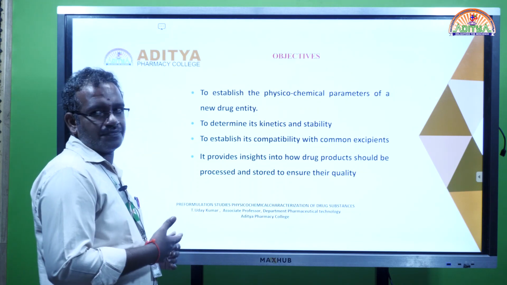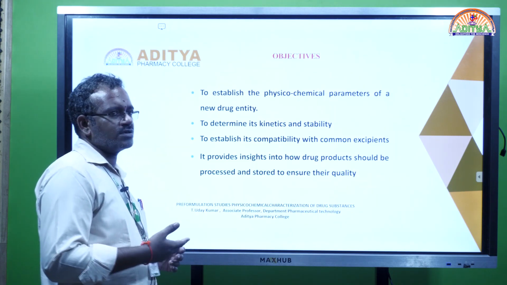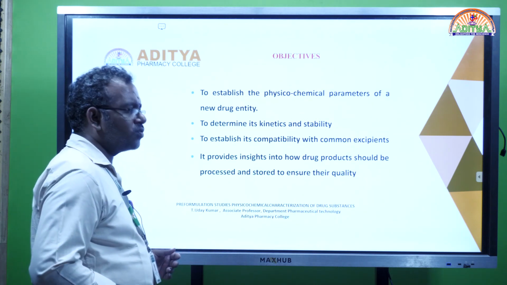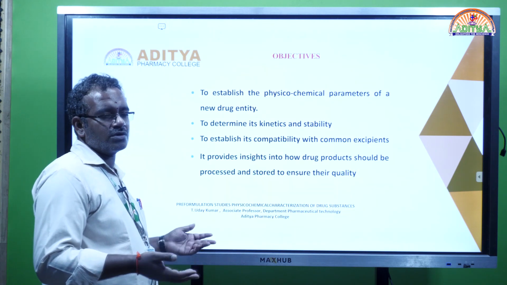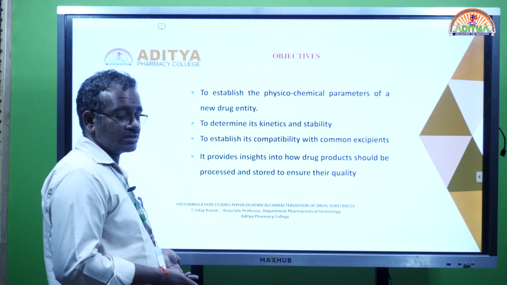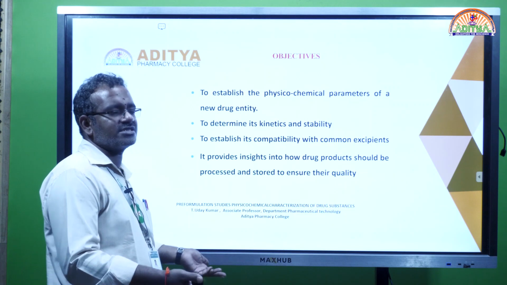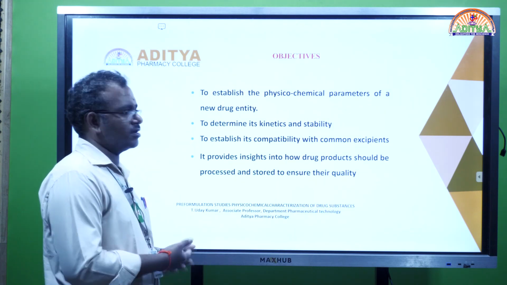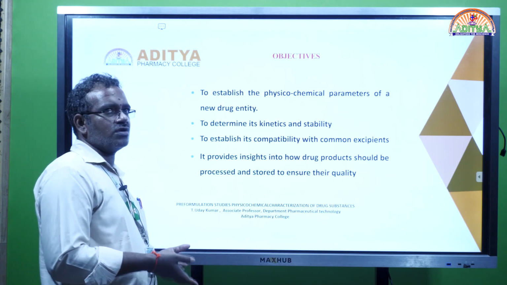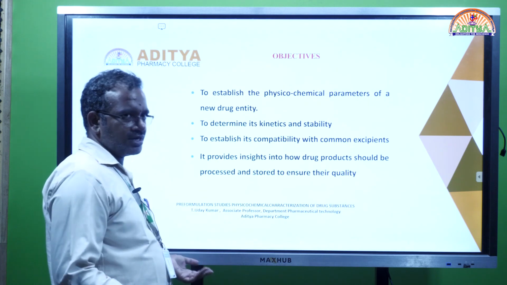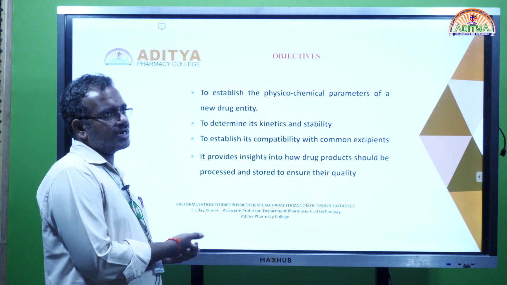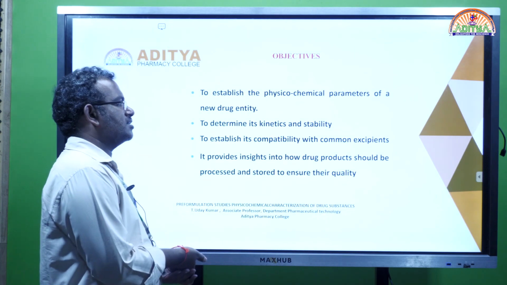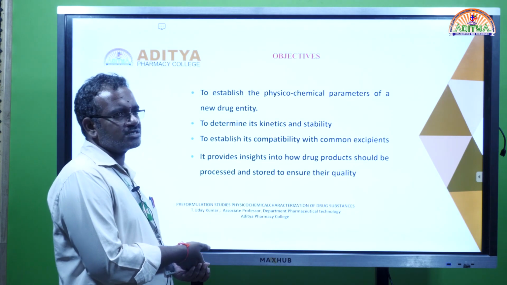And stability. Stability means whatever product we are going to develop, how long it is going to be stable. Whatever we develop, whether a new drug substance or a new drug formulation, the product should be stable until its expiry. The main objective of conducting pre-formulation studies is to determine its kinetic properties, as well as to establish the stability data.